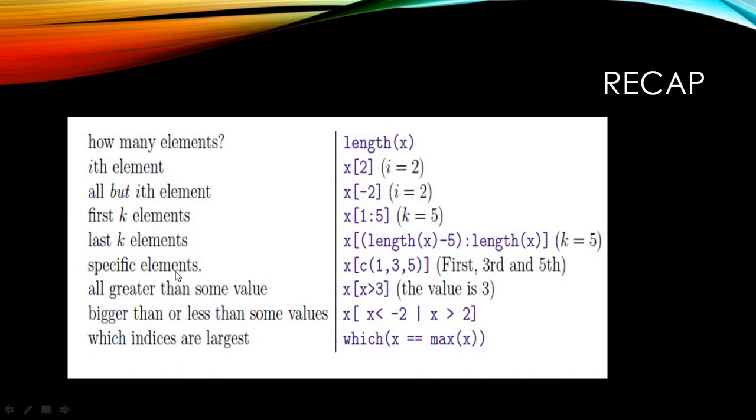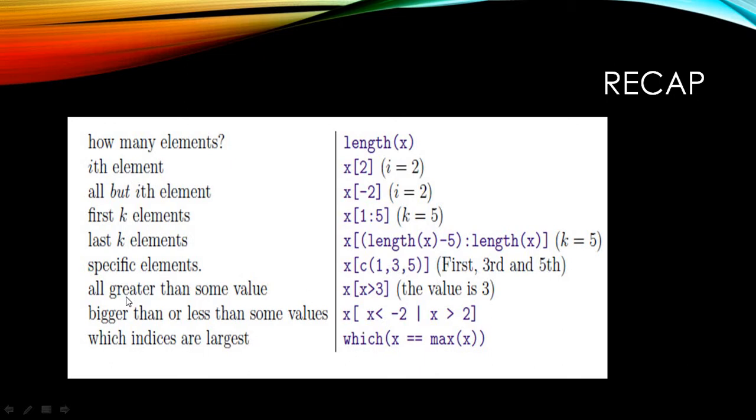Then specific elements. Now if I'm looking for a specific element, let us say first element, third element and fifth element, then as simple as that, x, then square bracket c, that is create or combine or concatenate 1, 3, 5. These are the index. Okay, first, third and fifth.